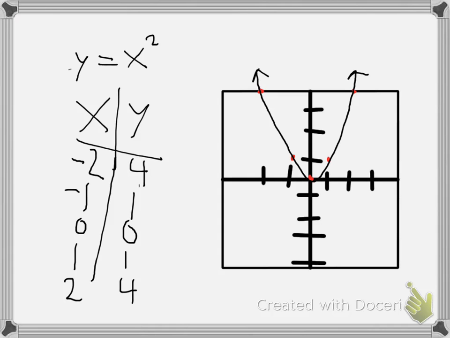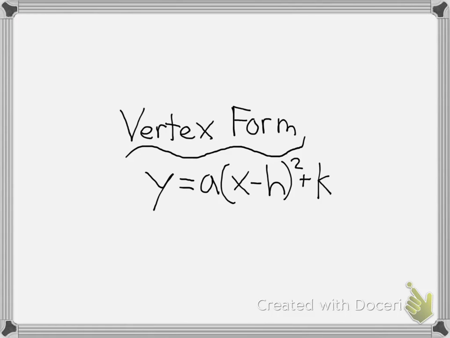These shifts or variations can easily be graphed using another type of equation called the vertex form equation. And this equation reads y equals a times (x minus h) in parentheses squared plus k.